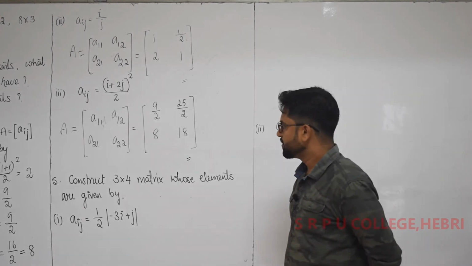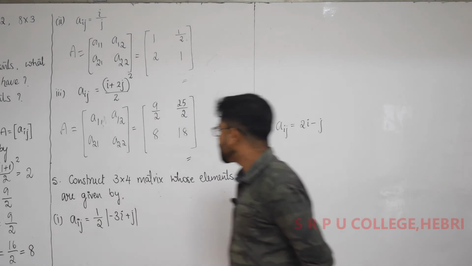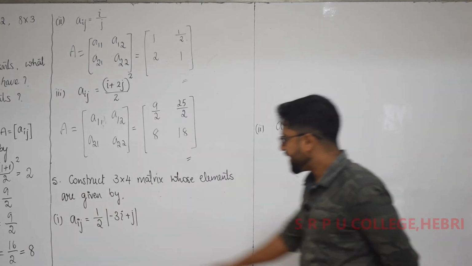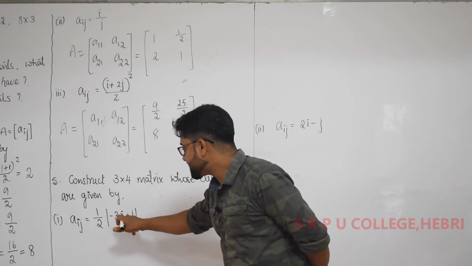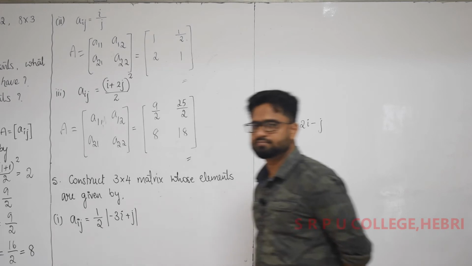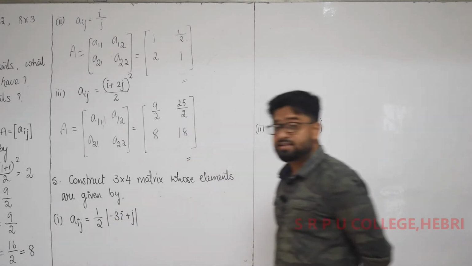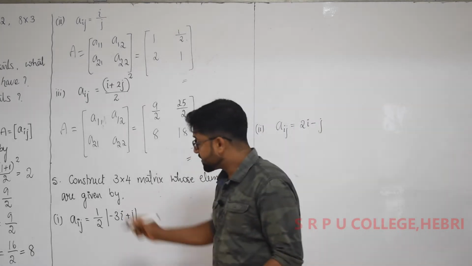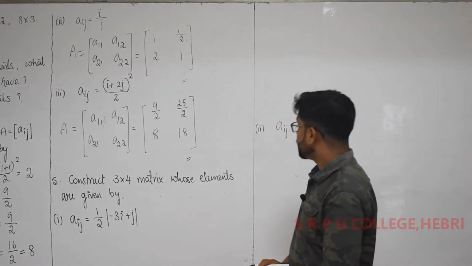So the same type of another problem is there, fifth one: construct a 3 cross 3 matrix whose elements are given by Aij is equal to half into modulus of minus 3i plus j. So the modulus creates the problem here. You have to be very careful. Modulus of a negative number becomes positive. In that case we need to be very careful.